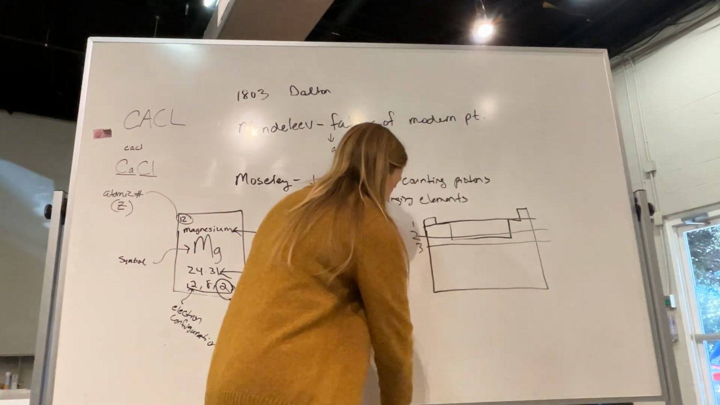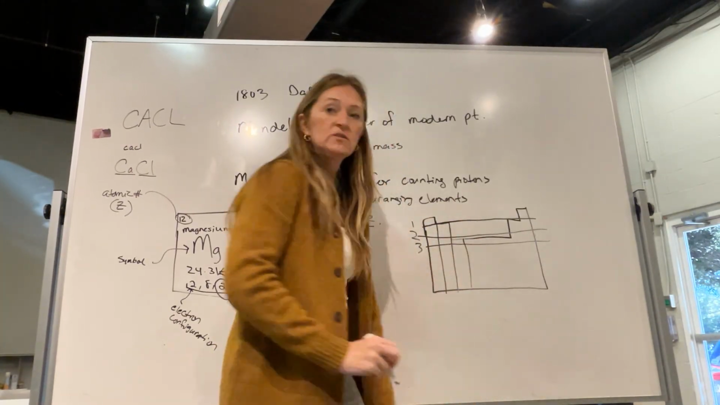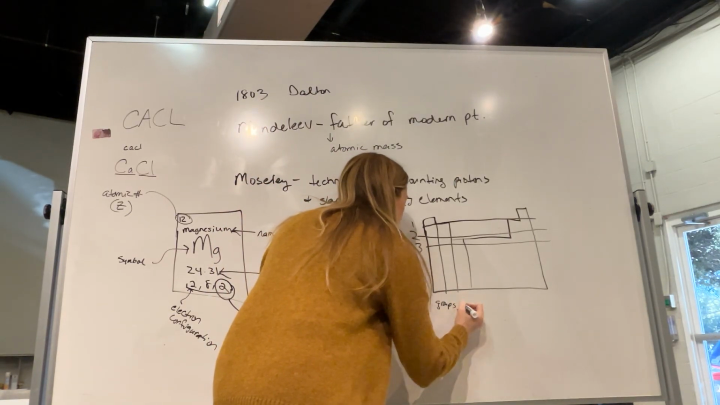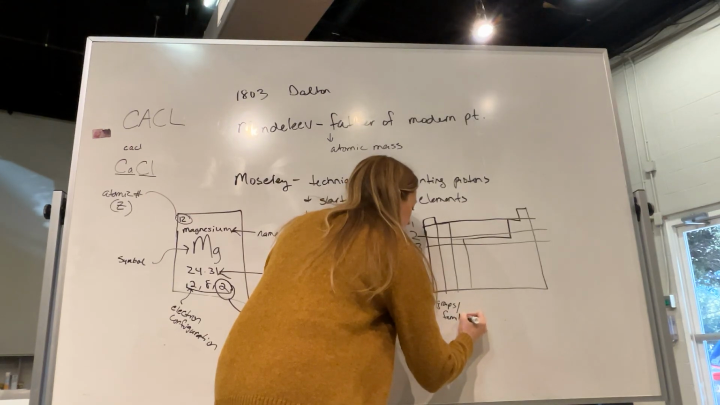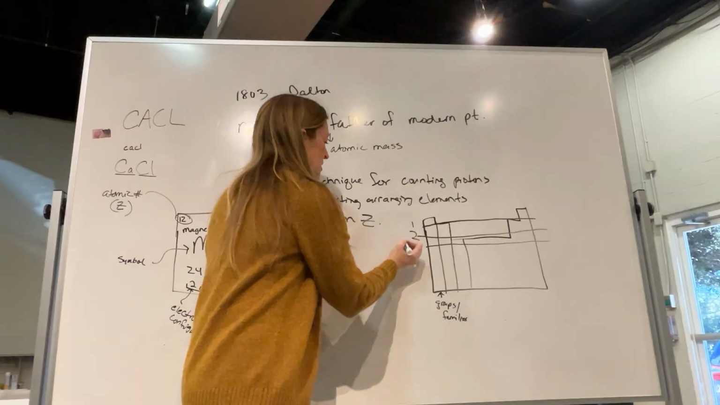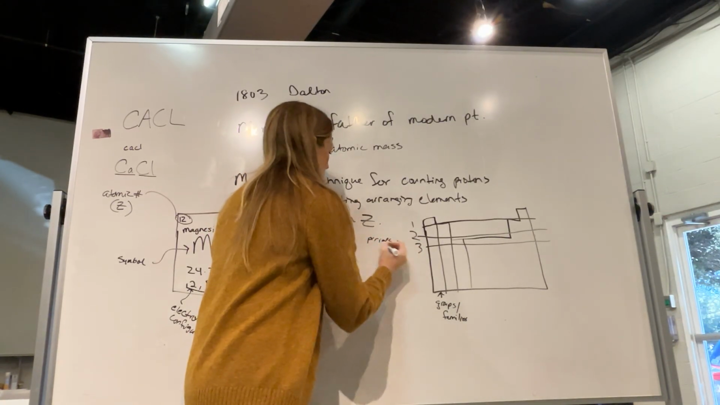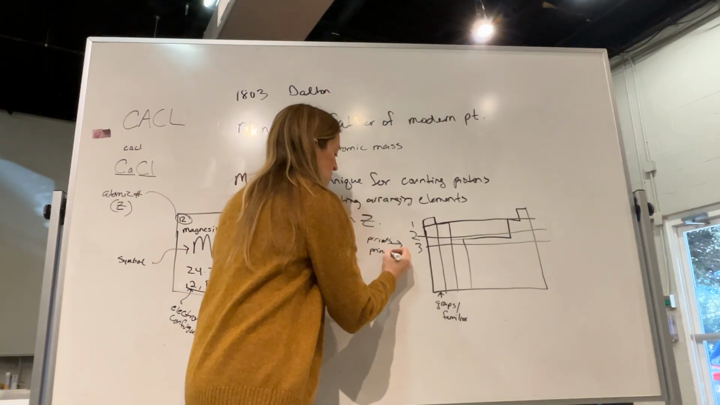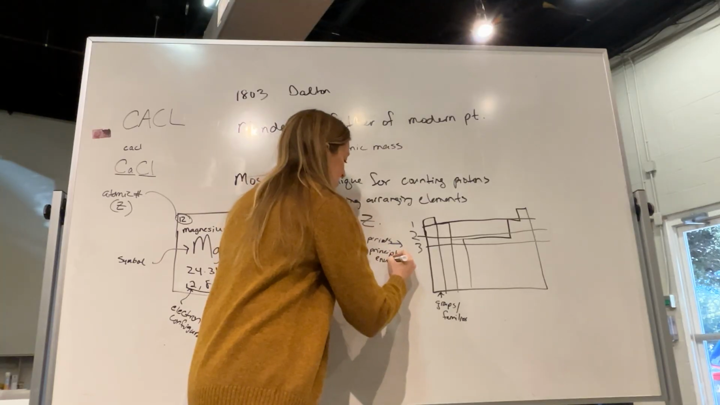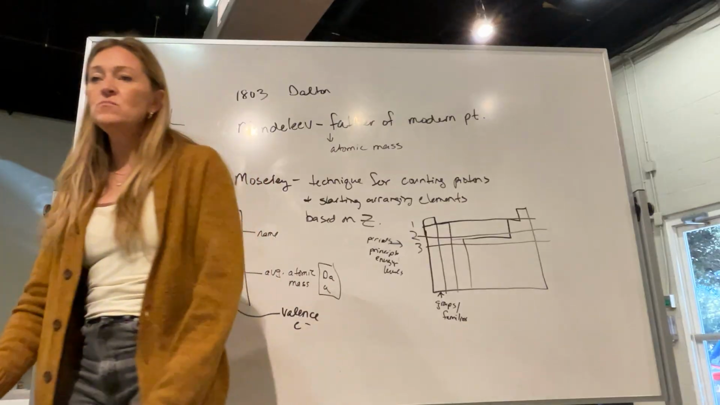And then, what are they called going up and down? Groups or families. Okay. Groups or families going up and down. And then this way, periods, or principal energy levels, whatever. There's a lot of different names for different things.